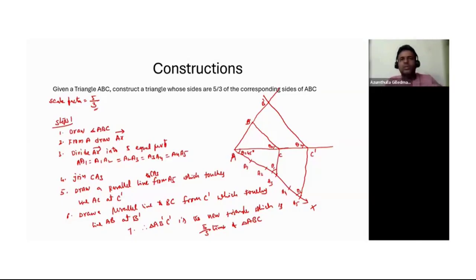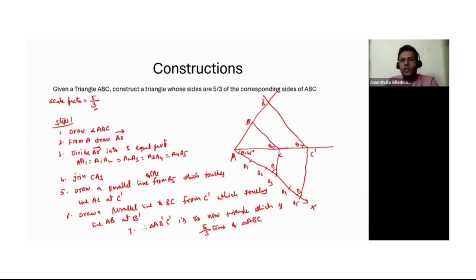Hope you understood like how to draw a similar triangle with a scale factor. Sometimes they can ask a bigger triangle, or sometimes they can ask a smaller triangle. Smaller triangle means it can be like 2 by 3 or 3 by 5. The denominator will be bigger. That means the original triangle is bigger. If numerator is a smaller number, that means you need to get a smaller triangle. 5 by 3 means how much you will get, 1.66 something, right? So you need a triangle which is 1.6 times of delta ABC.